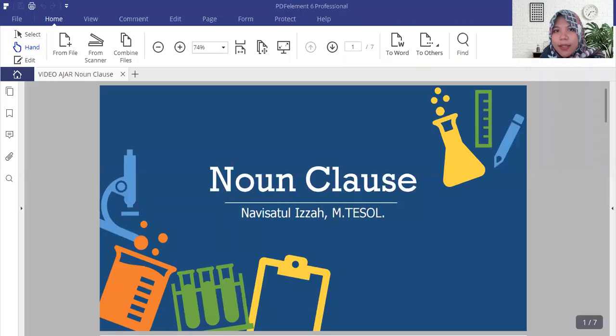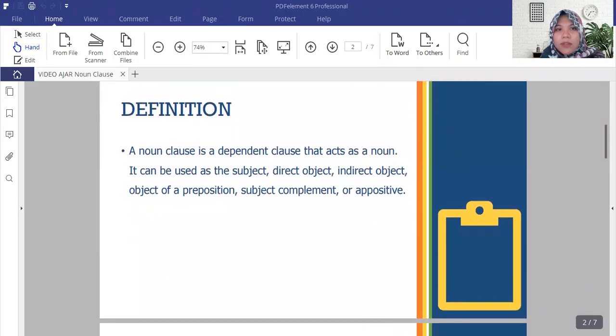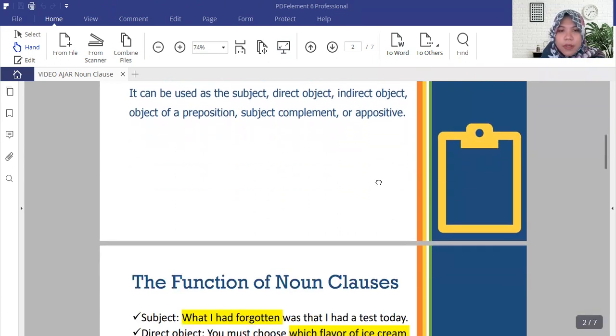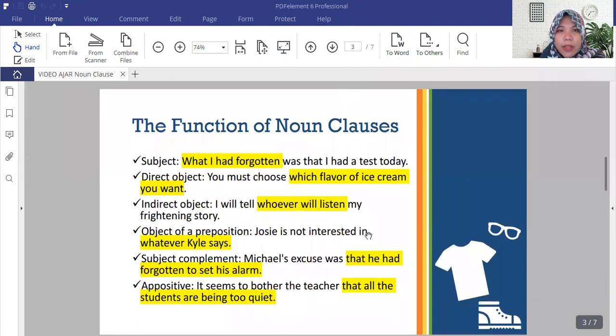So what is noun clause actually? Noun clause is a dependent clause that acts as a noun. It can be used as subject, direct object, indirect object, object of a preposition, subject complement, and also appositive. So it means that there are quite a lot of functions of the noun clause. That's why this is important to talk and discuss with you guys.